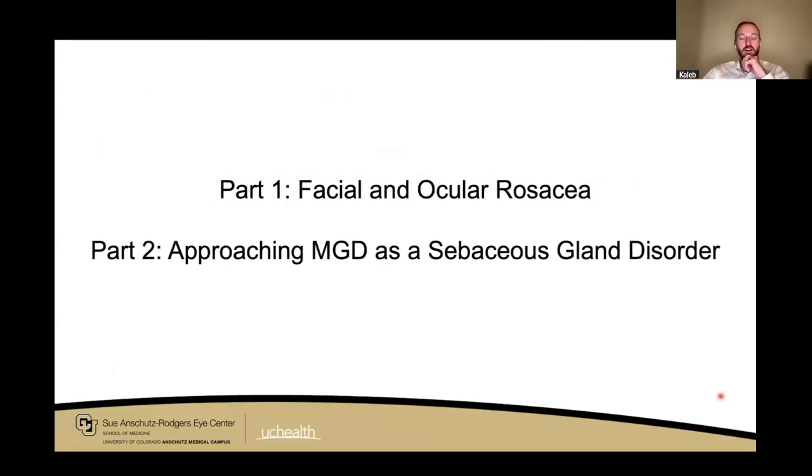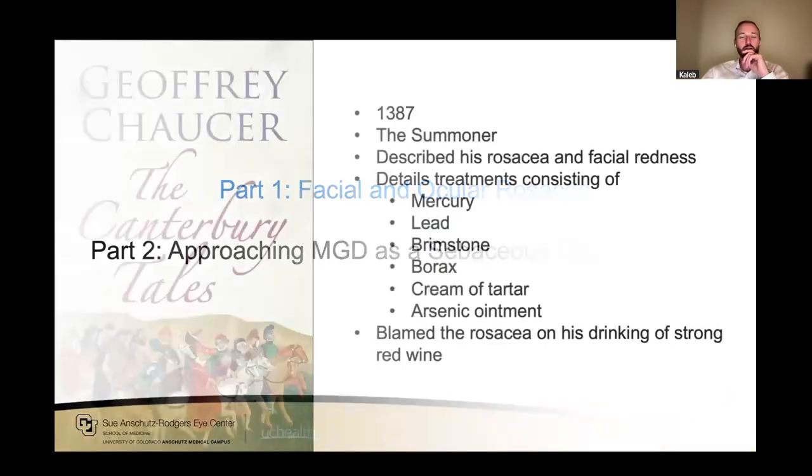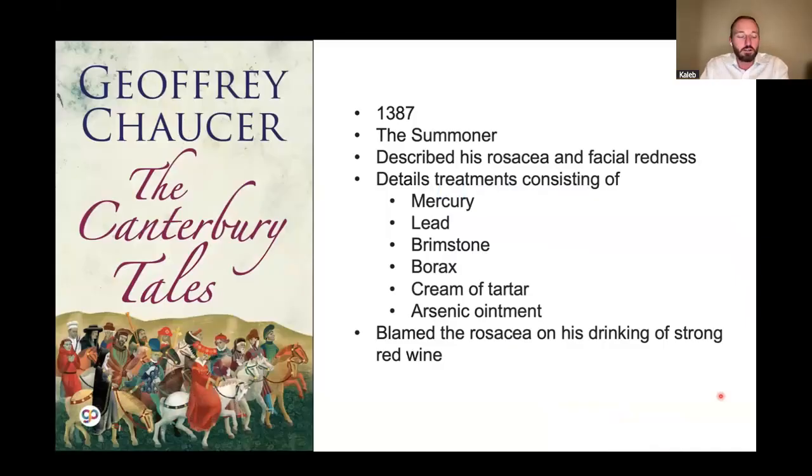So for the first hour, we're going to lecture on facial rosacea and ocular rosacea. And then in the second hour or so, we're going to go into how to approach MGD as a sebaceous gland disorder. We'll start with facial rosacea before we go into ocular rosacea.